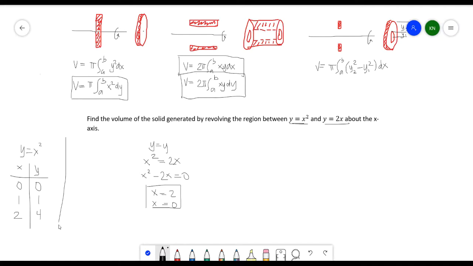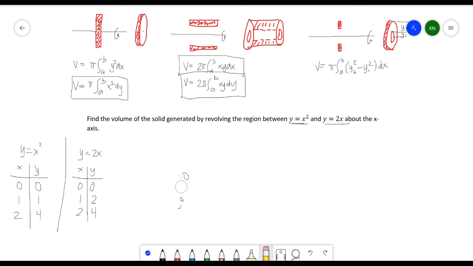Now for the other equation, we have y is equal to 2x. Again, substituting some values so that we can graph it later. If x is equal to 0, we have our y as 0. If x is equal to 1, we have our y as 2. If x is equal to 2, our y is 4. Now, we can already graph this in our Cartesian plane.